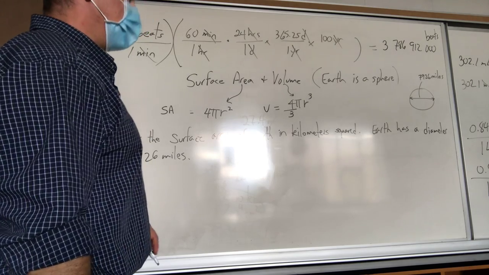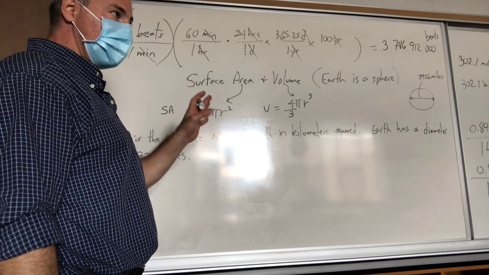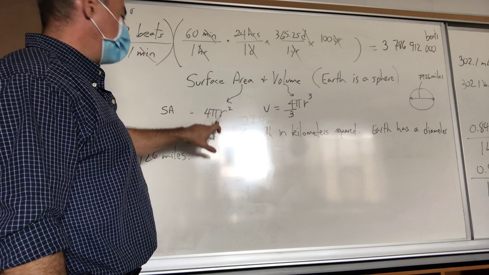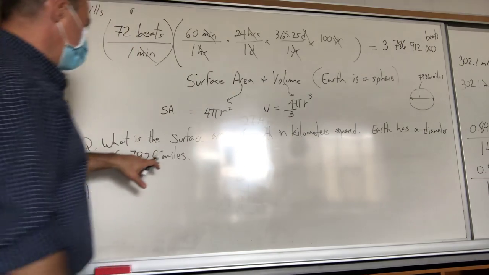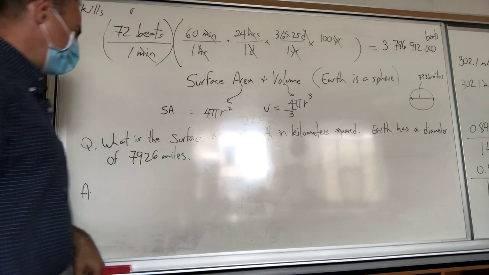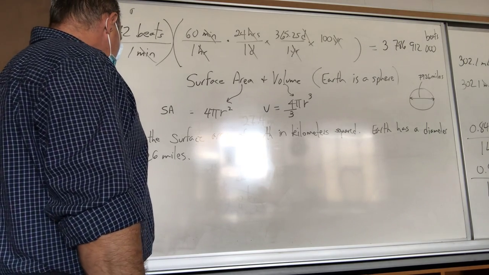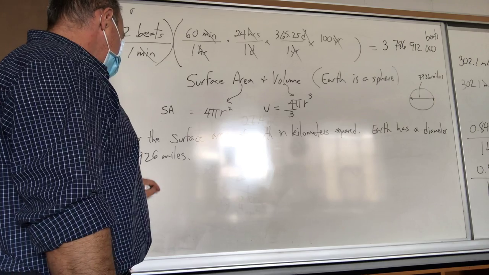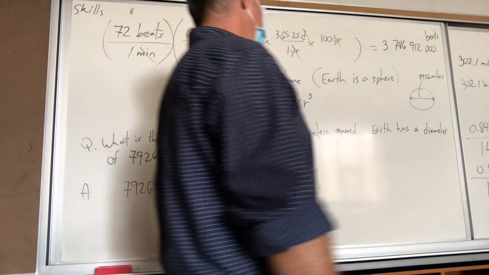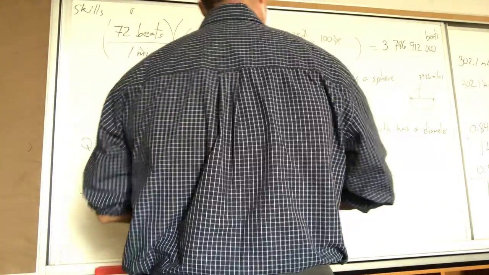So the surface area of the Earth, before we find out the surface area of the Earth, let's find out what the radius of the Earth is in kilometers. That way you can just plug it into the formula and get the answer. So we have 7,926 miles. We're going to convert that to kilometers. You need a few conversion factors to do that. I'm going to write them up there.